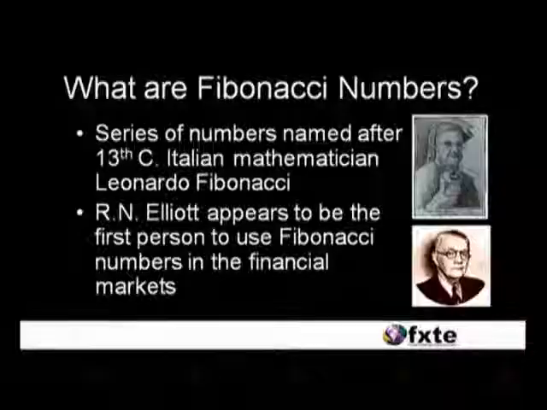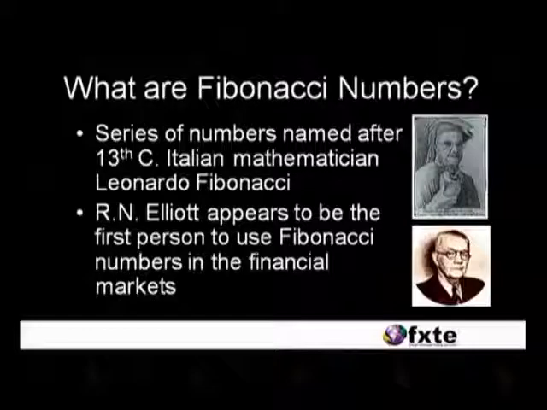Now, we have to ask ourselves, who's the first guy to actually start using these numbers in the financial markets? Maybe you've heard of R.N. Elliott, famous for Elliott wave. He started using Fibonacci numbers in the financial markets with great success. However, there's all these numbers out there, and a lot of traders are using the wrong numbers. For an example, 50%. A lot of people use 50% when they're trading as a retracement.